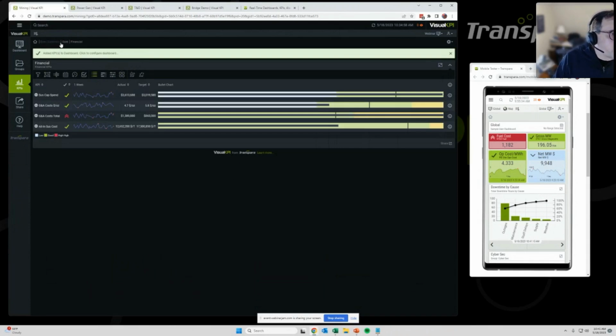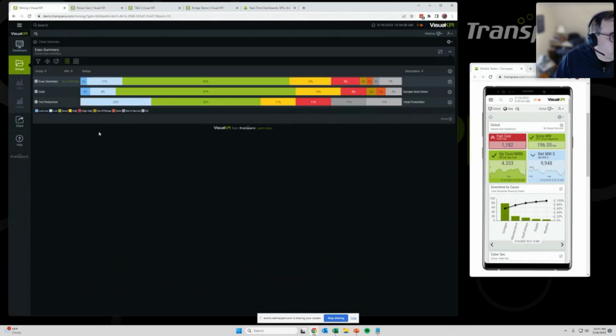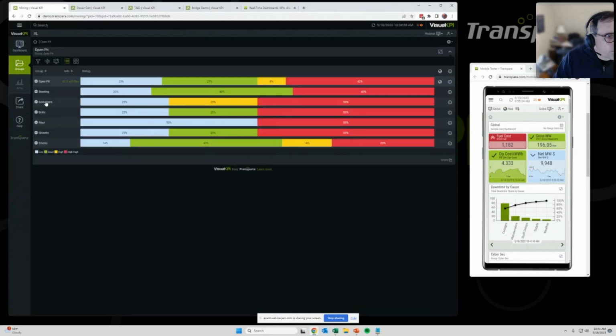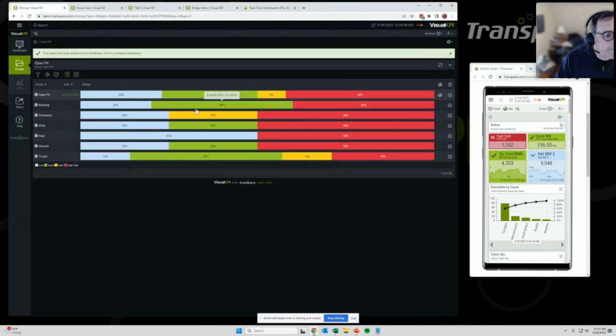Let's go all the way back up to the top. Let's go even to the home group here and see what else we have. Let's go into open pit here, and let's say this is a neat, interesting summary of all the KPIs in all of these areas. Let's add this summary view to it.